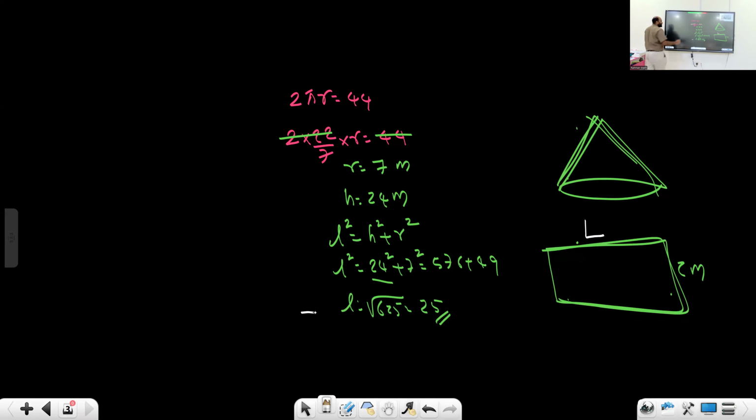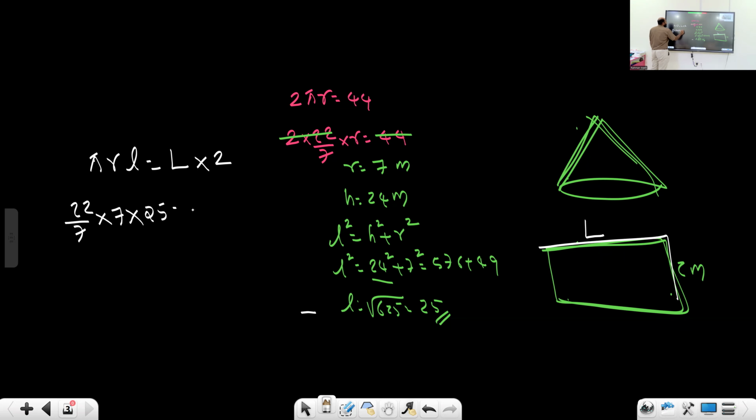Now tell me, what is CSA of the tent? Pi RL. Pi RL equal to length into 2 because it is a rectangular sheet, so length into breadth. Everything you know, substitute. Pi is 22 by 7. What is the radius? 7. What is slant height L? 25. Equal to L into 2. Clear or not? Tent, when they are saying, base you no need to consider. Practically think, only the curved surface area we have to think about. Simplify, you will get the length required.